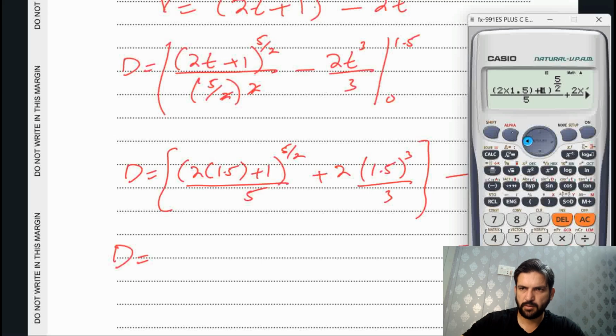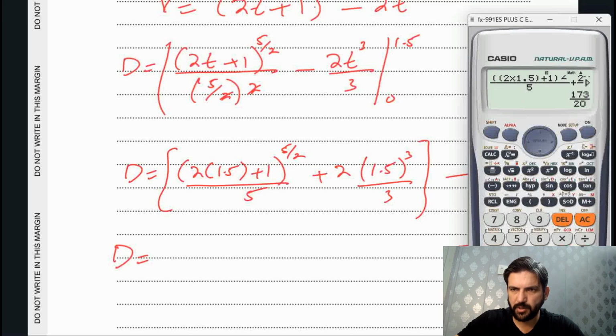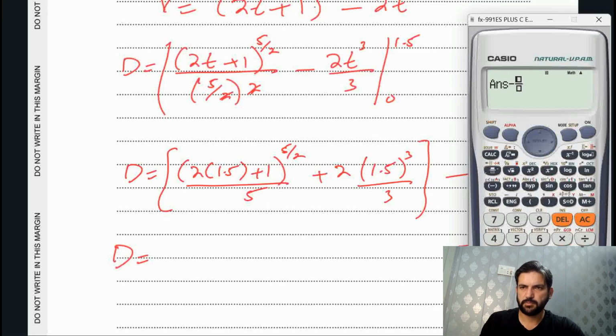So what we have to do, we have to start the bracket from here. This will be 173 by 2 minus fraction 1 by 5. So this will be equals to 8.45. Okay, let me do it again.